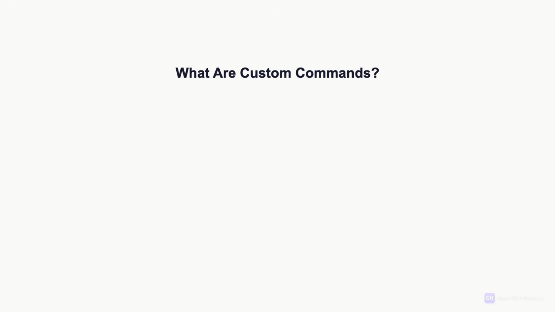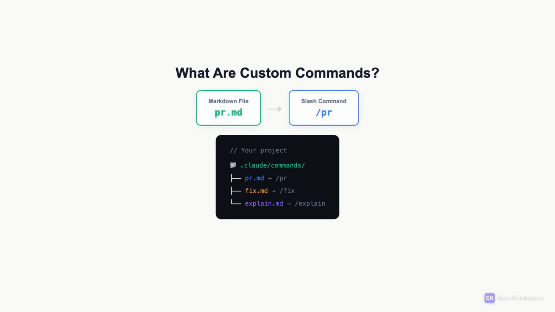Okay, so here's how custom commands work in Claude Code. It's actually so simple that most people don't believe me when I explain it. You create a folder called .claude/commands inside your project. That's it. That's the setup. Inside this folder, you create markdown files. And here's the magic. The file name becomes the command. So if you create a file called pr.md, you now have a /pr command.